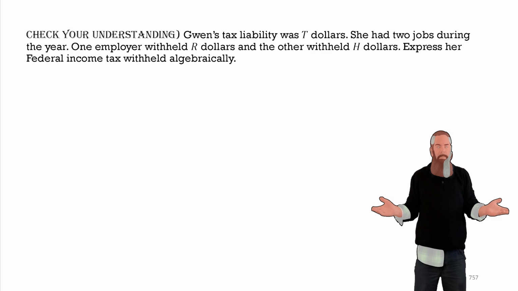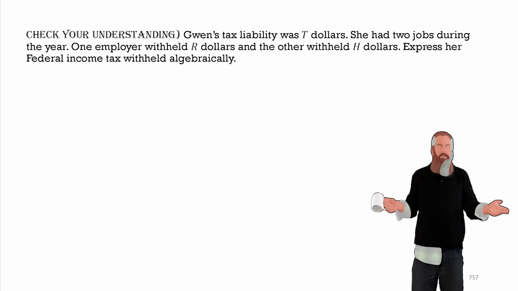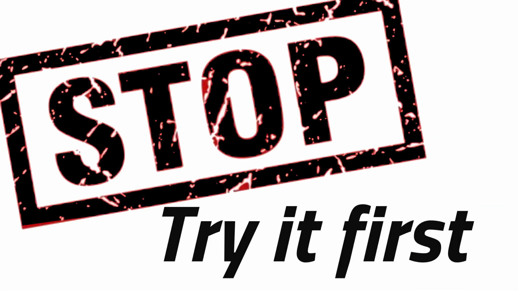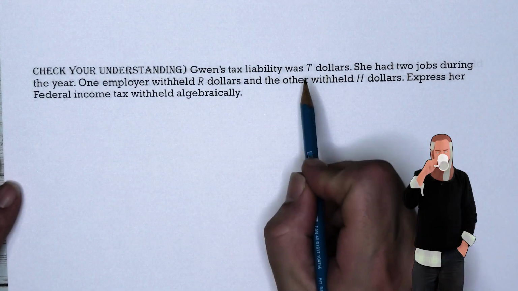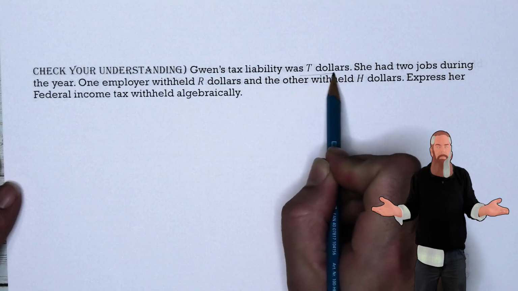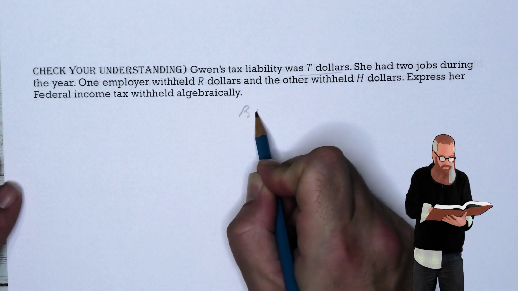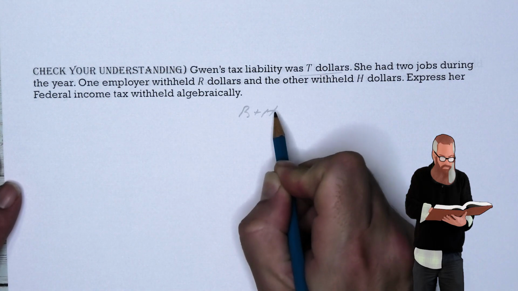Let's check our understanding. Gwen has a tax liability of T dollars. She had two jobs during the year. One employer withheld R dollars and the other withheld H dollars. Express her federal income tax withheld algebraically. The tax liability is sort of a red herring. It's not really having to do with this. When it comes to figuring out her federal income tax withheld, it's simply R plus H.